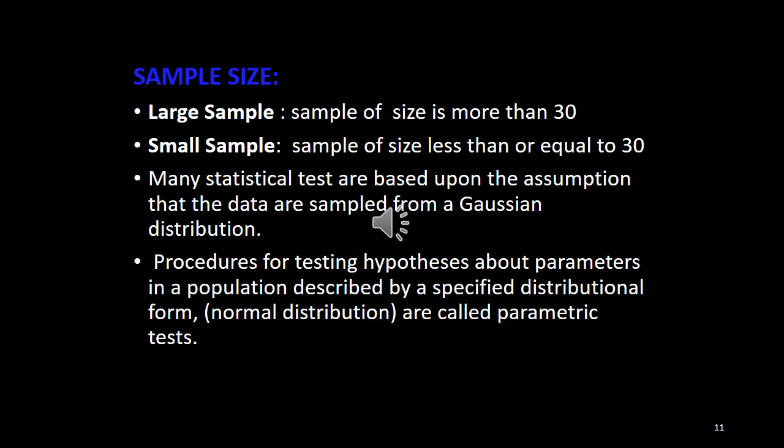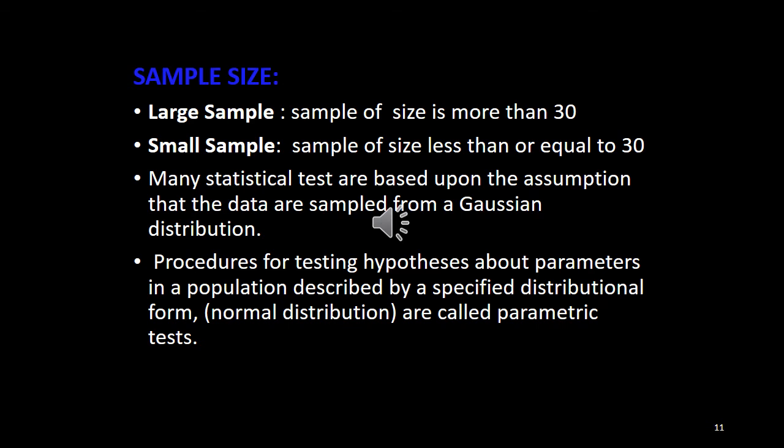For selecting the test statistic, which is number 3 in the testing procedure: first, we state the null and alternative hypotheses, then we state the level of significance. It means we have to define the critical region or acceptance region, and then we have to decide the test statistic. The test statistic is decided with the help of sample size.